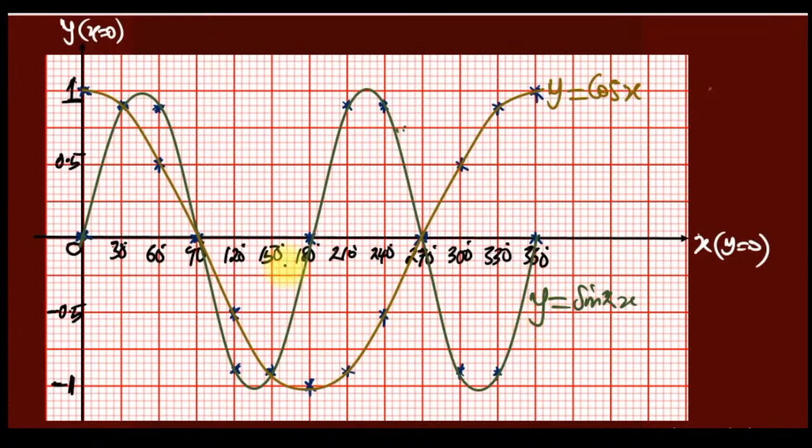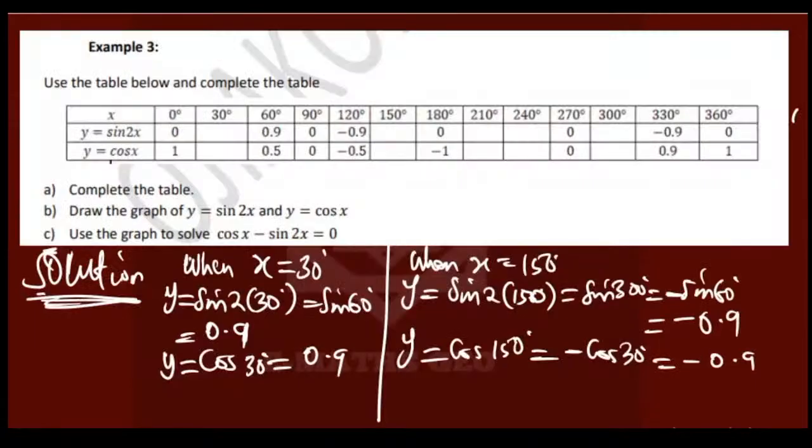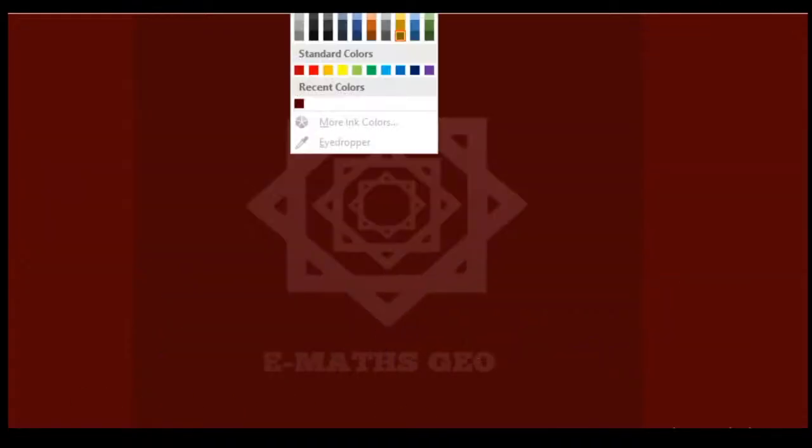So the next thing is to use it and solve the next question. They say use the graph and solve. We've done the first part, we've completed the table, we've done the graph. They say use the graph and solve cos x minus sine 2x equal to 0.